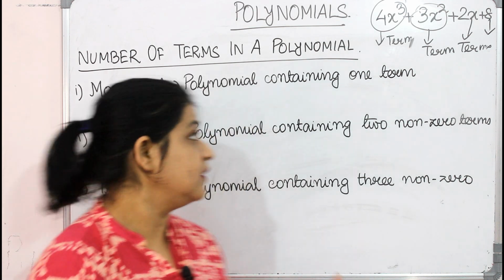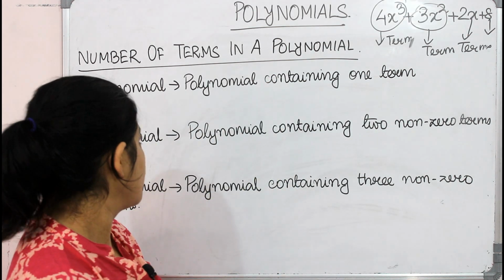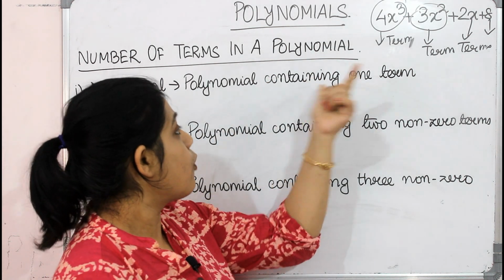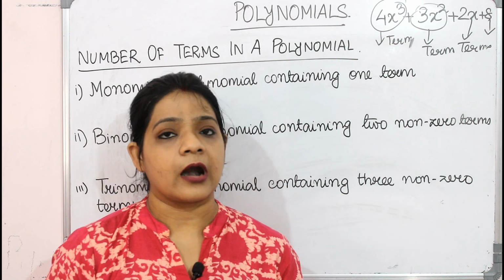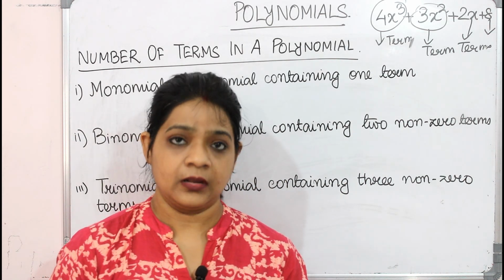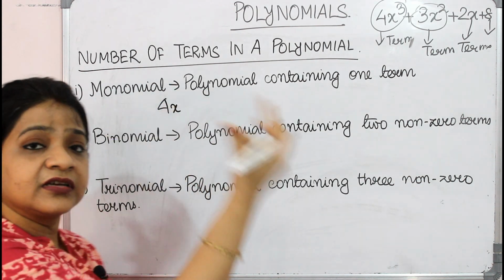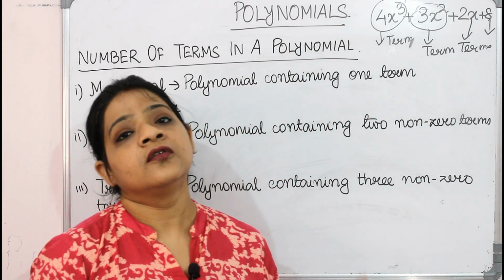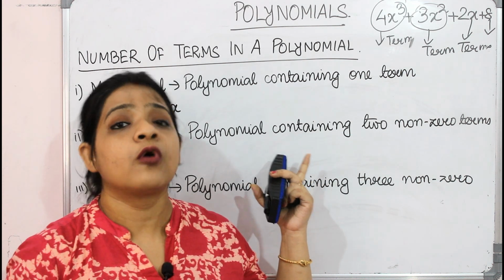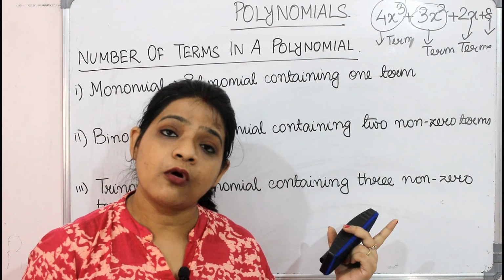So based on this, what is a monomial? A polynomial containing one term is called a monomial. For example, 4x. It consists of one single term, so we will call it a polynomial. Why will we call it a polynomial?